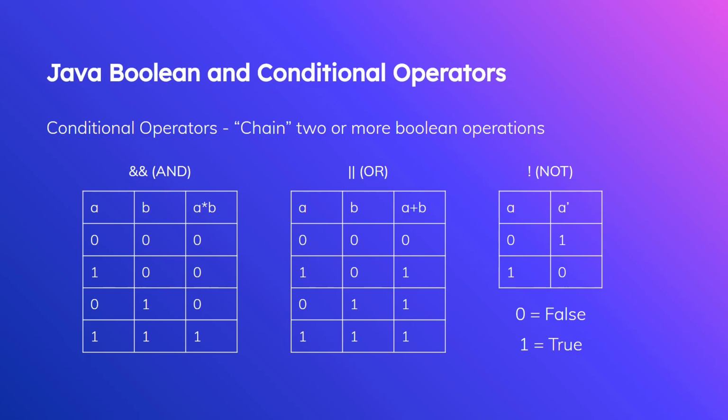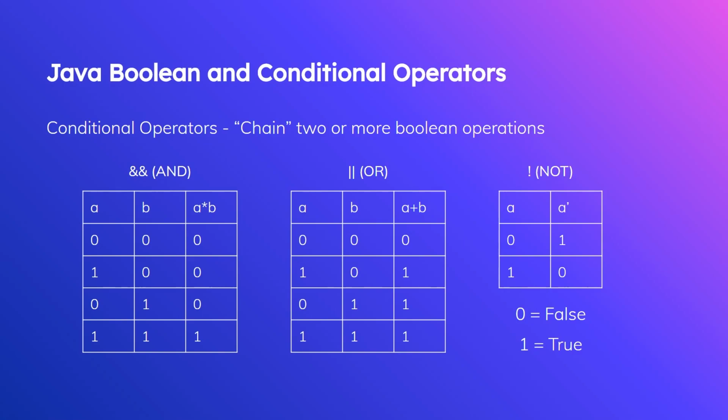So now we're talking specifically about Boolean operations. I'm just going to read the definition. We have conditional operators, which basically chain two or more Boolean operations together. For example, you can use the AND operator if you wanted to use multiple controller inputs to do one thing. If you had to press both the A and B button at the same time on your controller to do something, you would use the AND operator.